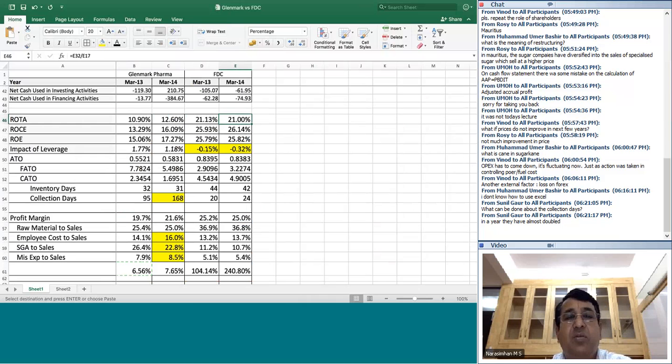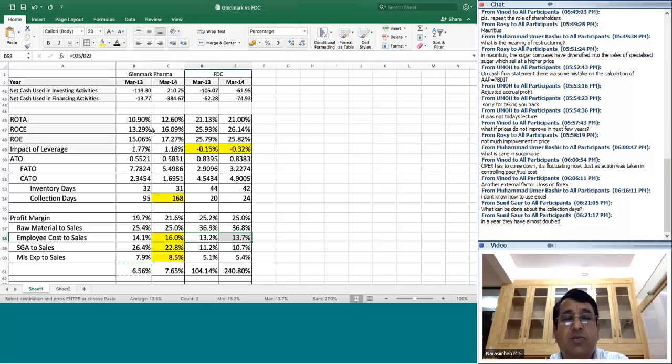Profit margins remain the same, raw material costs remain the same, employee costs remain the same. Everything looks like a very stable business, whereas there is an improvement happening in the Glenmark. That is one observation which we have.